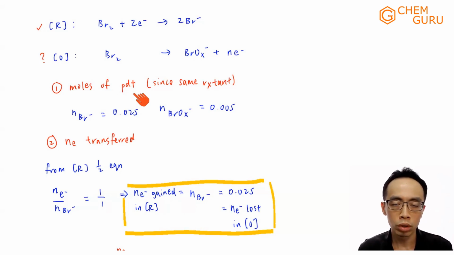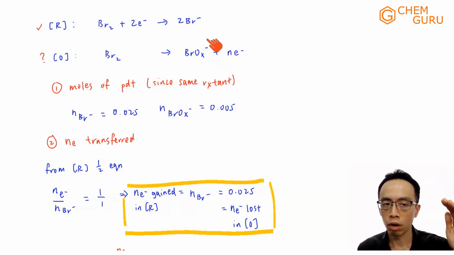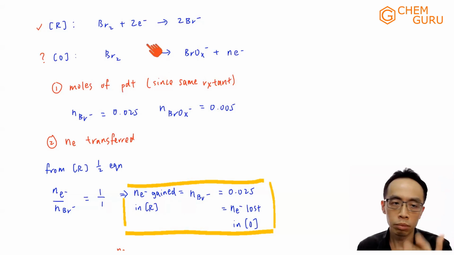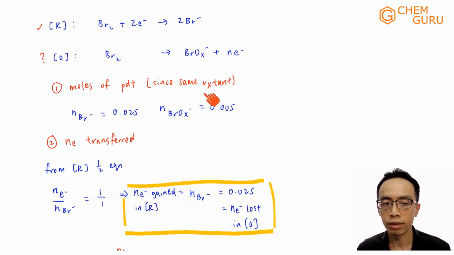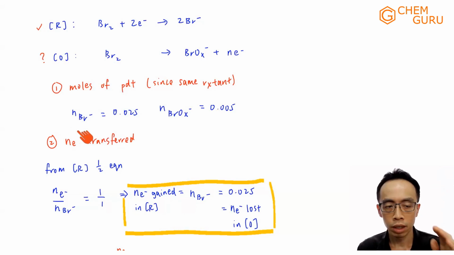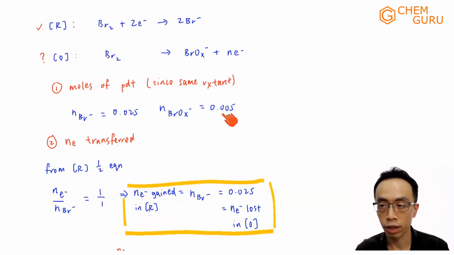In this case, we're going to use the number of moles of my product to compare mole ratio to the number of electrons, because involving the product, for reduction product is Br minus, oxidation product is BrOx minus, and we do not use the number of mole of reactant because both reactants are the same, both reactants are Br2. So we will focus on the number of moles of product instead, which we have already determined. Mole of Br minus is 0.025, mole of BrOx minus is 0.005.